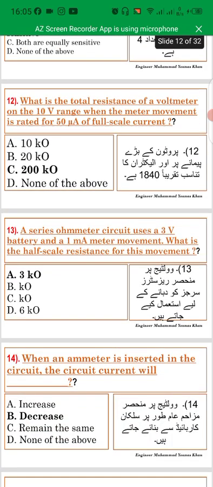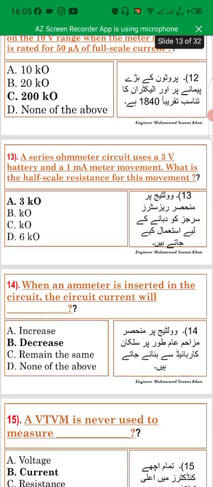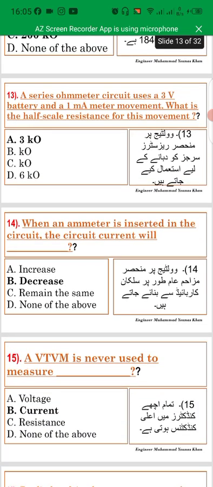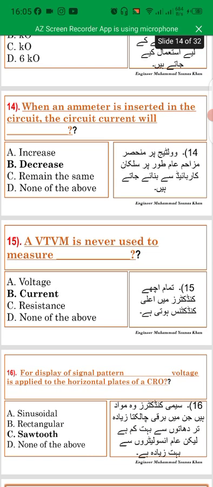What is the total resistance of the voltmeter on the 10 volt range when the meter movement is rated for 50 microampere of full scale current? 200 kilo ohm. A series ohmmeter circuit uses a 3 volt battery and a 1 milliampere meter movement. What is the half scale resistance for this movement? 3 kilo ohm. When a meter is inserted in the circuit, current will decrease.